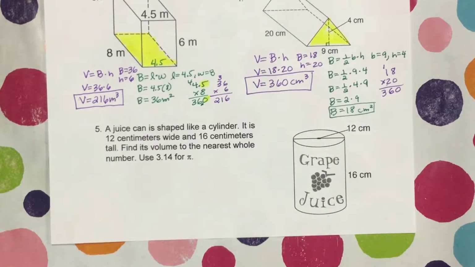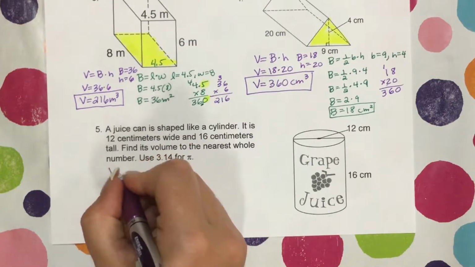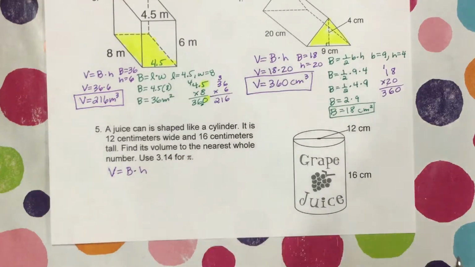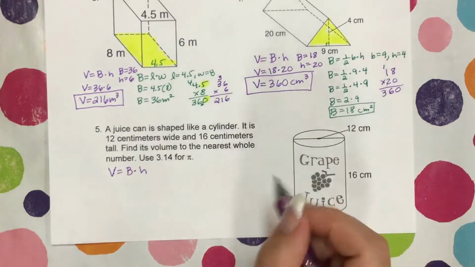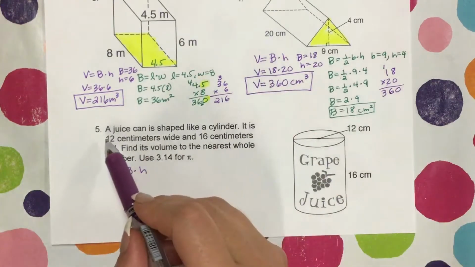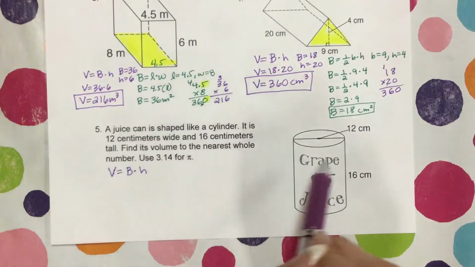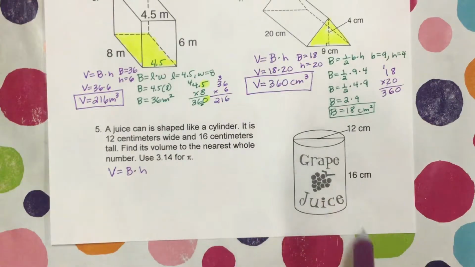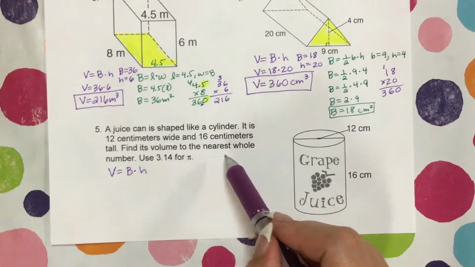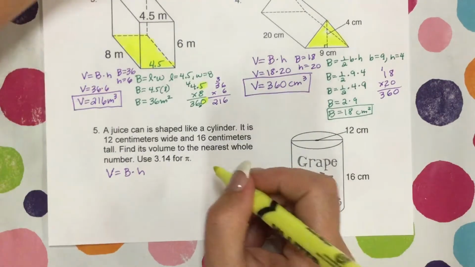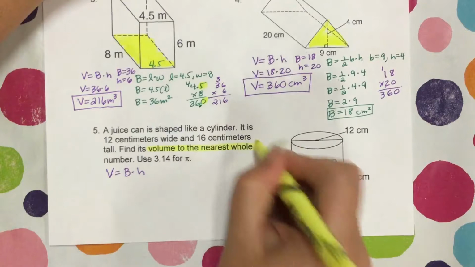So we're going to find the volume of this cylinder. The volume of the cylinder is going to be the same thing: the volume equals the area of the base multiplied by the height. So the first thing we need to determine, what does it say? It says a juice can is shaped like a cylinder. It is 12 centimeters wide and 16 centimeters tall. Find its volume to the nearest whole number. Use 3.14 for pi. So we're finding the volume to the nearest whole number.